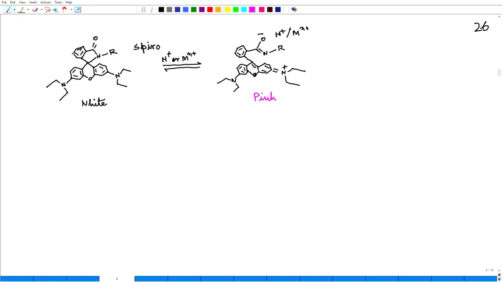So now here is a compound. This is called rhodamine B hydrazide. Similarly, rhodamine G. There are many compounds like that. Let me write.